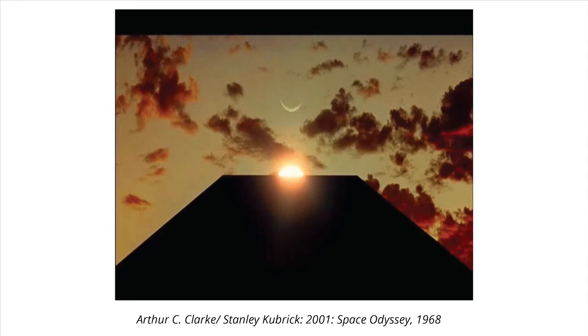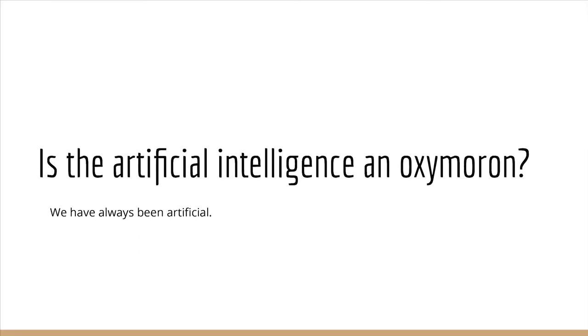By the way, for example, Vilém Flusser, famous Czech and Brazilian philosopher and media theorist, described intelligence and art too as a kind of deception, as a kind of trick on nature. And we will see this later too. So, is artificial intelligence an oxymoron? In other words, saying again that we have maybe always been artificial.